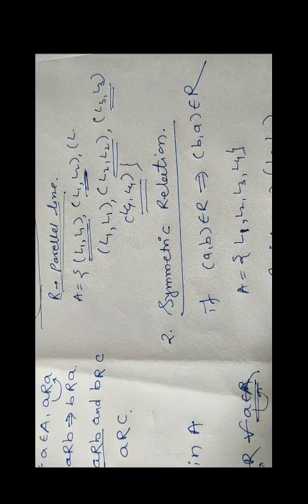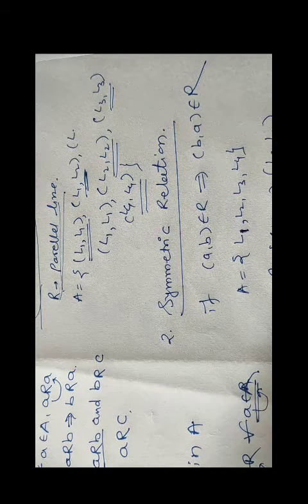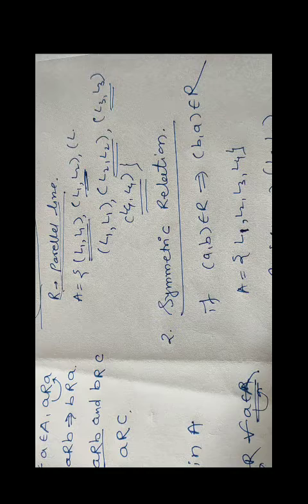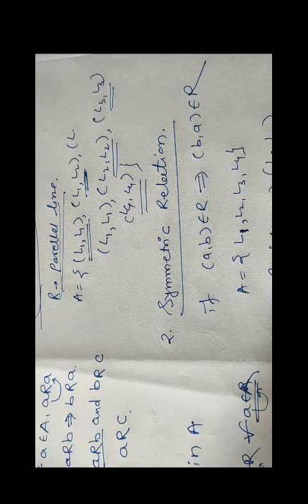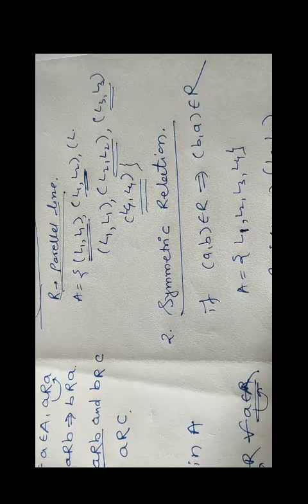We can discuss some more examples, like the set of perpendicular lines. If the line L1 is perpendicular to L2, then L2 must be perpendicular to L1. So if we define the relation perpendicularity, then (L1, L2) and (L2, L1) both must belong to this relation.